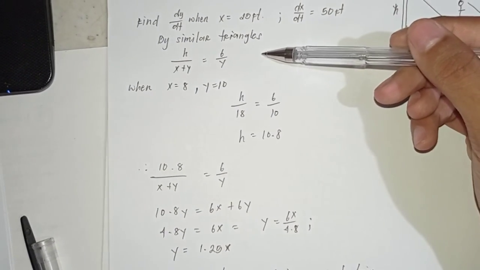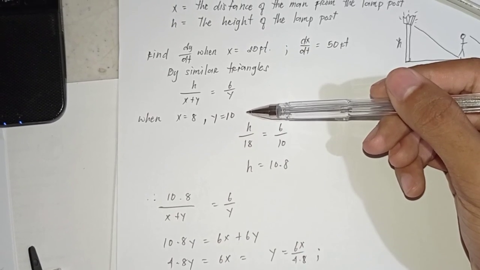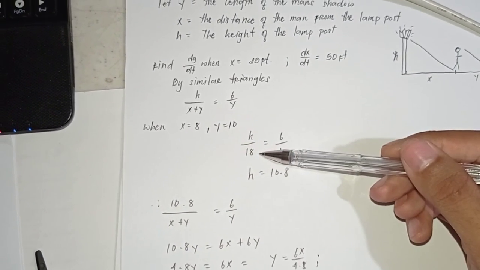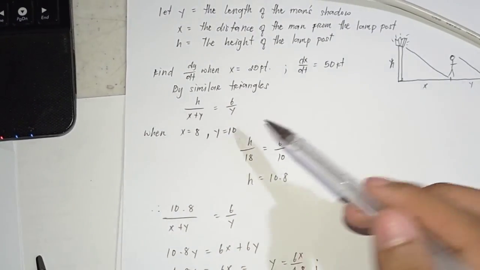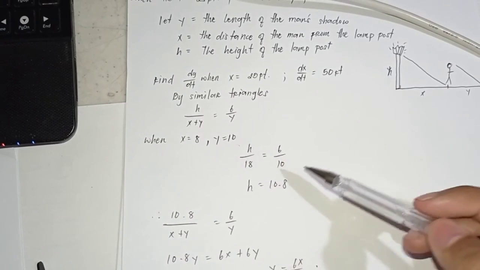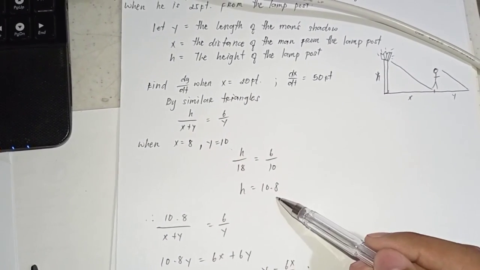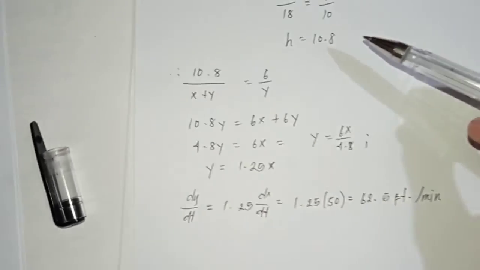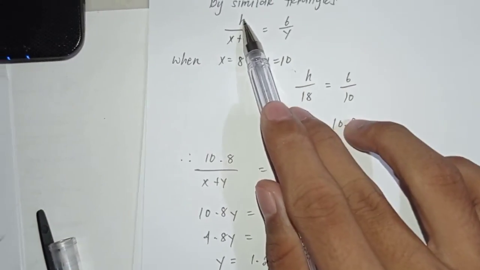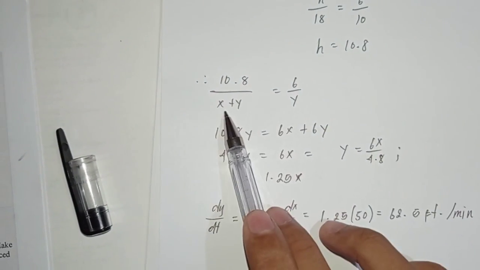We use the similar triangles formula, h over x plus y equals 6 over y. When x is equal to 8, y is equal to 10, h over 18, which we get by adding 8 plus 10, equals 6 over 10, which is the value of y. Then we cross multiply. h will become 10.8. Now we substitute the value of h. 10.8 over x plus y equals 6 over y.